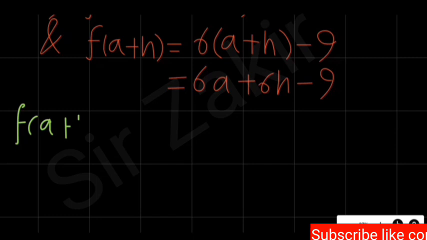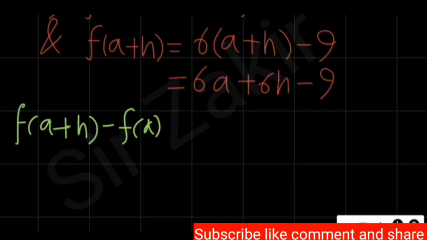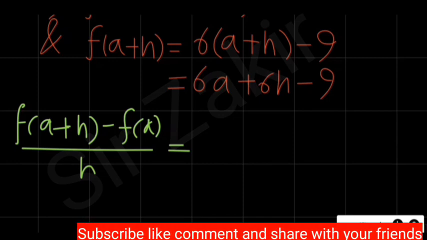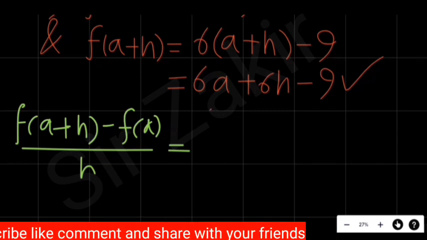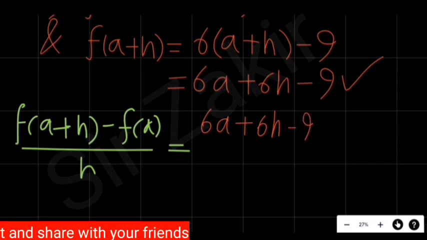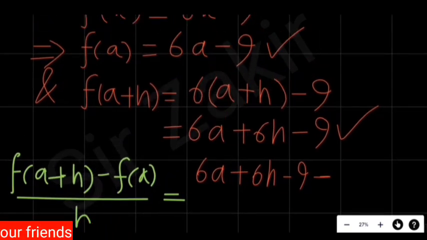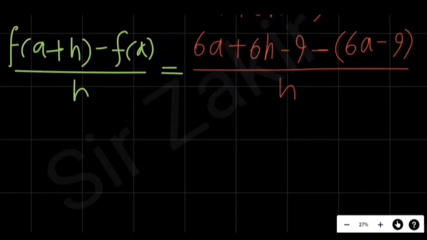Required expression is f of a plus h minus f of a divided by h. Now what is it equal to? We substitute its value. F of a plus h is here. This is 6a plus 6h minus 9. We write minus sign. And then we write f of a. F of a is this. F of a is 6a minus 9 divided by h, on left side is divided by h, so is right side.